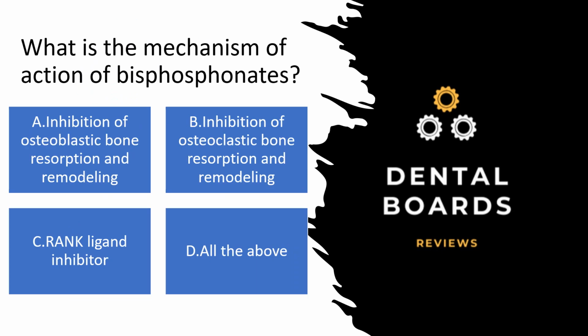What is the mechanism of action of bisphosphonate? So, they inhibit A, osteoblastic bone resorption and remodeling, or B, inhibition of osteoclastic bone resorption, or C, RANK ligand inhibitors, or all the above.